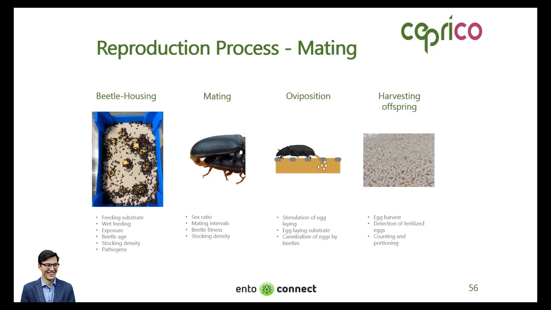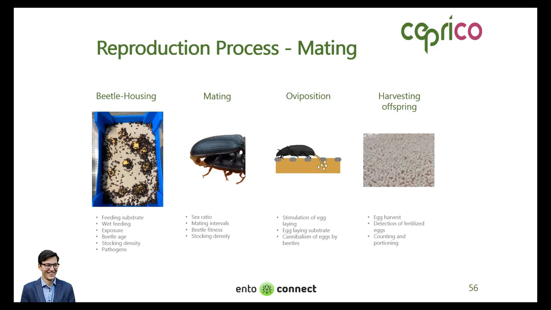And the female beetles then lay their eggs into the substrate. It's basically the same substrate which is used as a feeding substrate for the larvae. The female beetles lay their eggs into the substrate, which is called oviposition. They also have an ovipositor, which they sting basically into the substrate and lay their eggs.